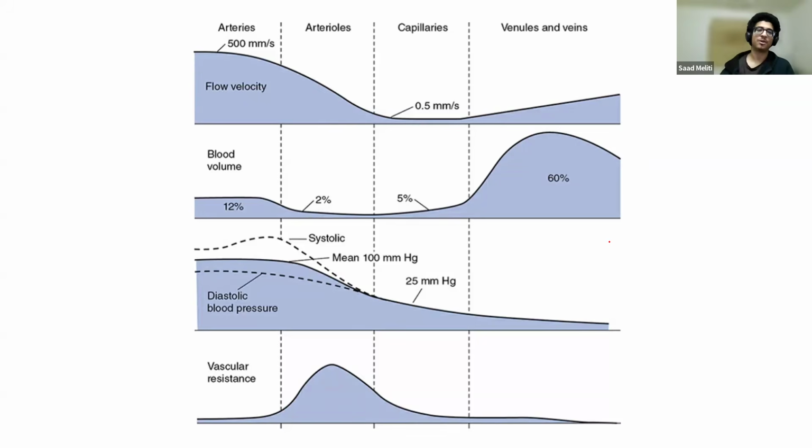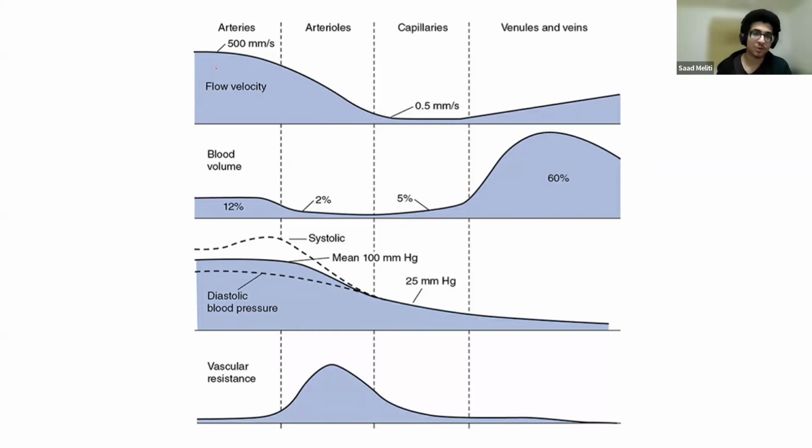So now we're gonna be talking about the velocity, the blood volume, the diastolic and systolic, or the blood pressure in general, and the resistance in all the different blood vessels. This is velocity. Okay, velocity is just how fast the blood moves. So for example, you could say the blood moves 100 centimeters in a second. Okay, in the case of this, it's in millimeters.